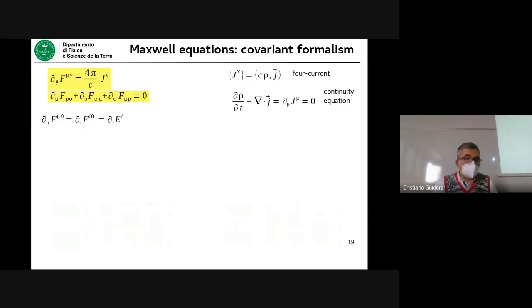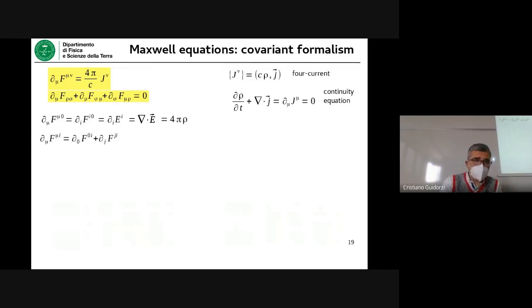The mixed components are just filled in by the electric field. This is the divergence of the electric field. But the divergence of the electric field is this guy here with J nu equals 0. Nu equals 0 is c rho, so 4 pi rho. The first one is the equivalent of Coulomb's law, or just the Gauss theorem.